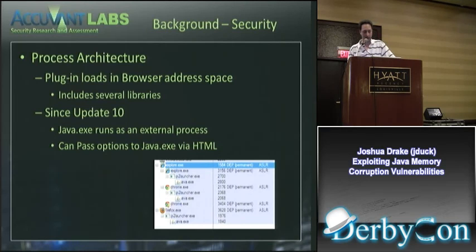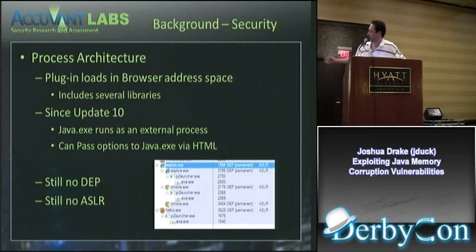When they did this, they made it so you couldn't use a regular browser heap spray, which everyone was using back then to prime the memory for native code exploitation in Java. The interesting thing from this picture is that JP2 launcher and java.exe do not have DEP or ASLR, and this is the latest update. There was some confusion with a friend of mine; we thought they had opted in, but they totally do not opt in still.